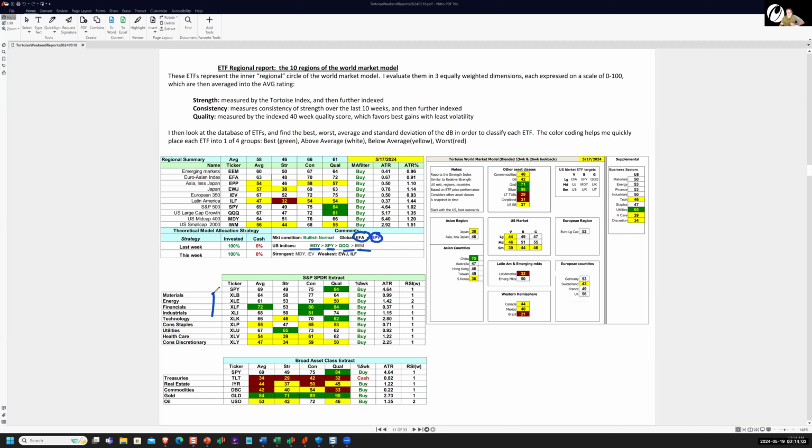Inside the sector spiders, utilities, finance and industrials. And then equities have been crushing all of the other asset classes except gold, which is on a historic run.